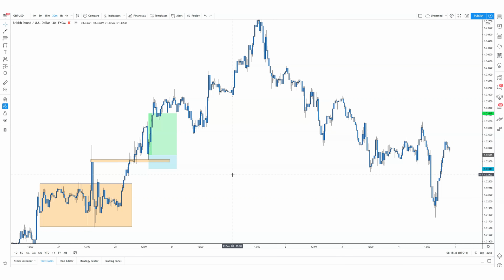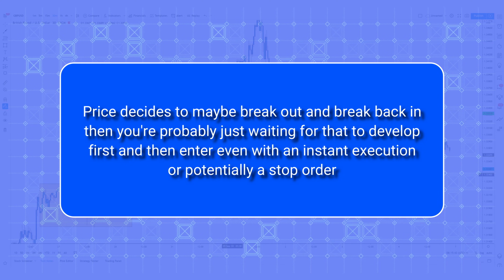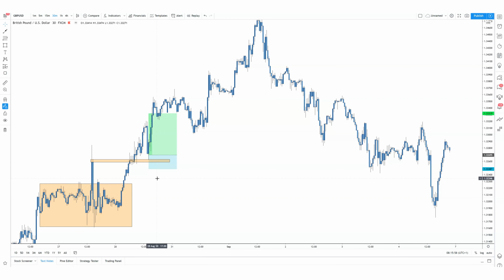But if you're the type of person that finds price comes crashing into your key levels and then price decides to maybe break out and break back in, then you're probably best waiting for that to develop first and then enter either with an instant execution or potentially a stop order. So it's down to you. I will share the theory and I will share what I believe works for me personally, and then you have to go and decide and figure out for yourself what works for you.